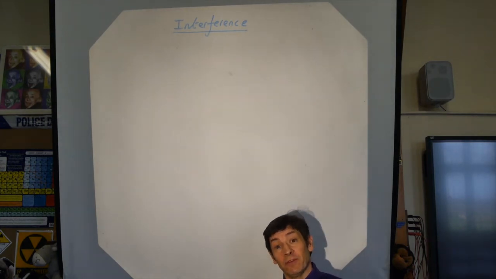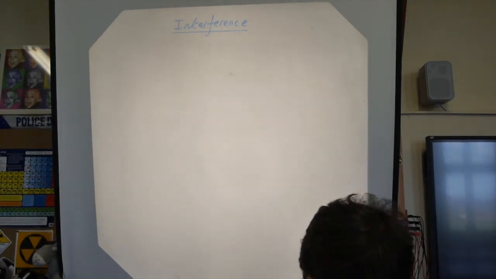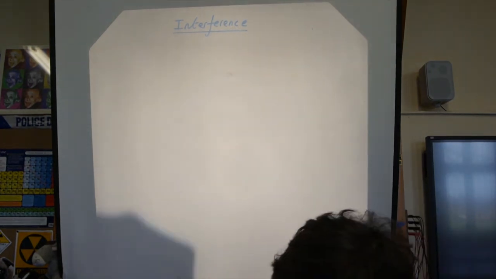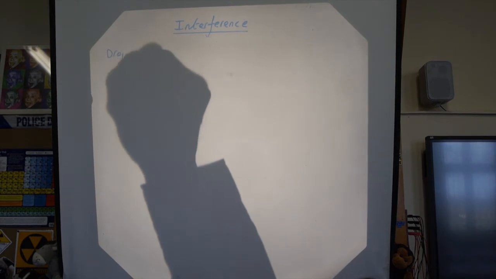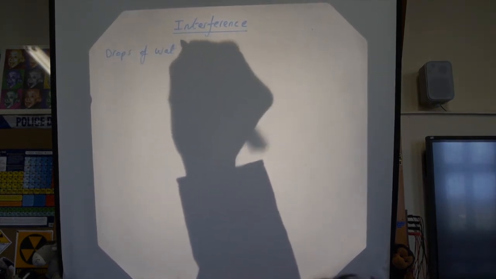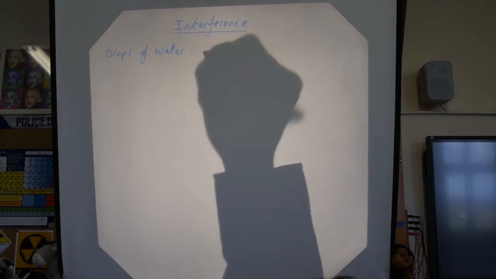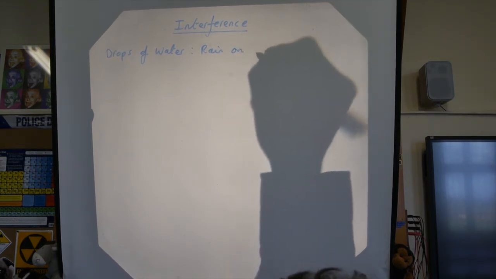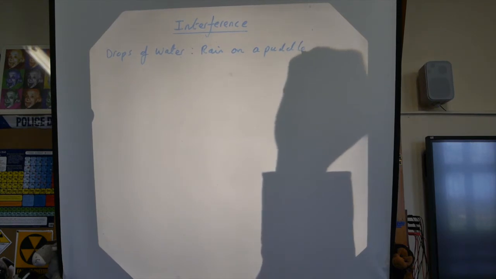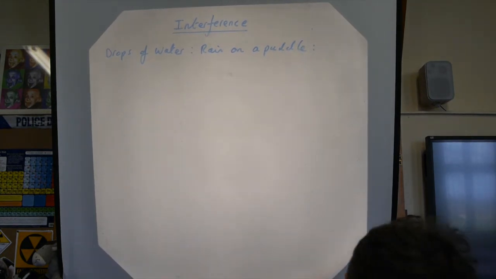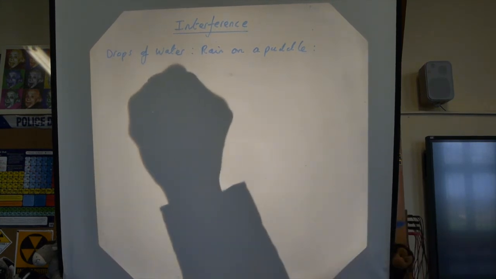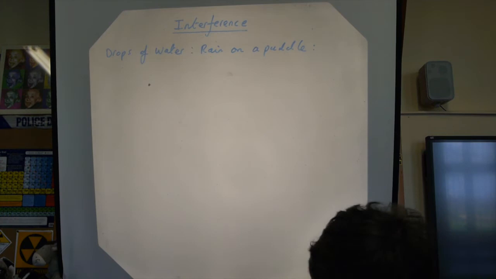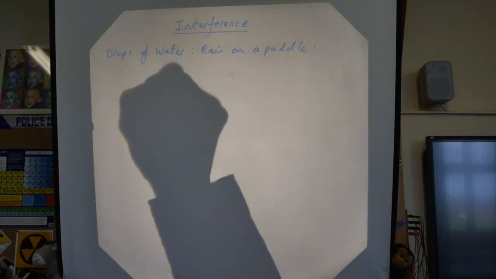So let's take this a little bit further and look at interference in a little bit more detail. So what I'd like you to imagine is drops of water. This could be a puddle or a lake, and it could be rain dropping gently, or droplets of water on the puddle. So what you'll see here, of course, is the point that the water droplet hits the water surface, and as time goes on, you'll get circular waves going out from that point. Okay, haven't done too badly there.